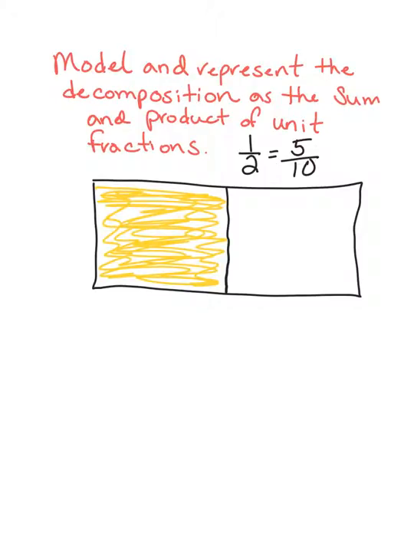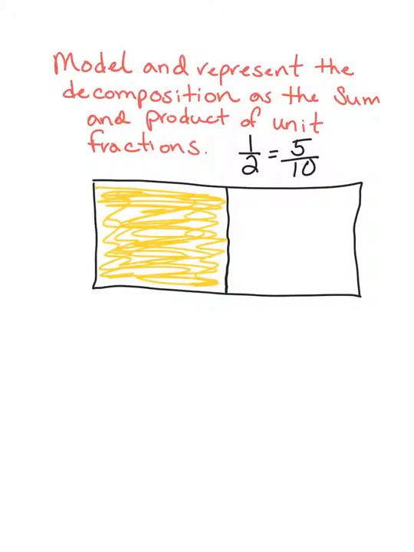In our next one, it says model and represent the decomposition of the sum and product of unit fractions. So we have 1/2 is equal to 5/10, and we have to show that using this area model. This is already broken up into a half. 1, 2. That's our denominator, and our numerator, 1, is colored in, this yellow. So this is showing 1/2. How can we show this as 5/10?